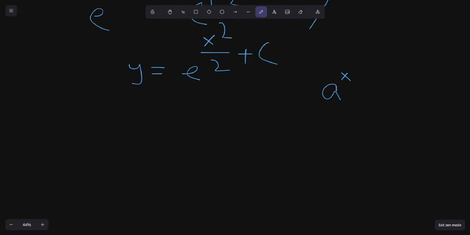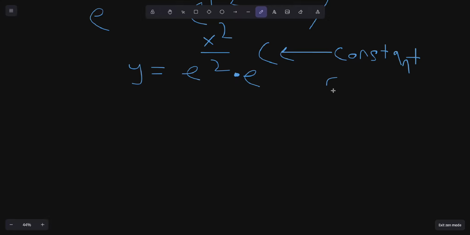So this right over here, e to the x squared over 2 plus c, well, that's just going to be e to the x squared over 2 times e to the c. All right, so this is using the exponent rules. Now, e to the c, well, c is a constant, right? This right over here is a constant from our integration. So e to the c is just going to be another constant, right?